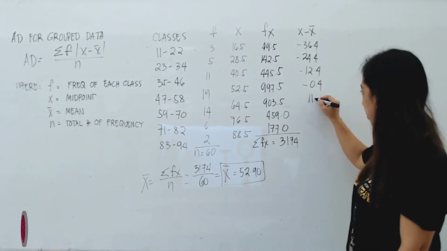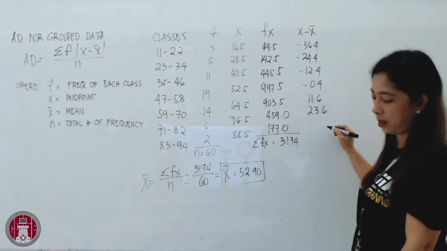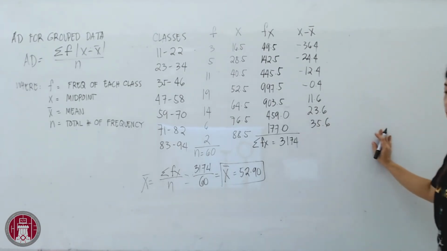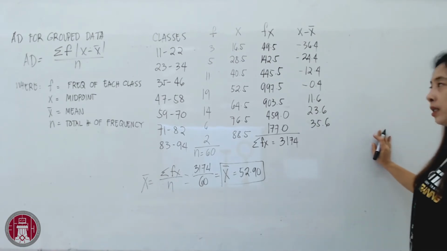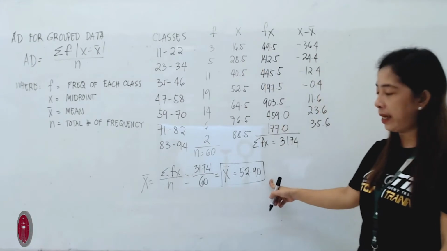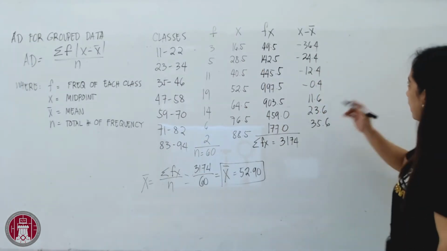We have 11.6, 23.6, and then 35.6. How do I get the 36.4? That would be 16.5 less 52.90.